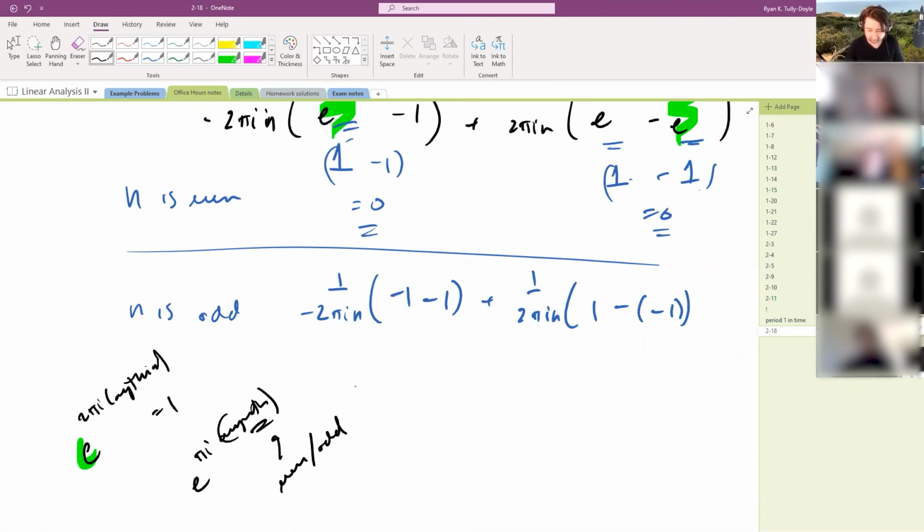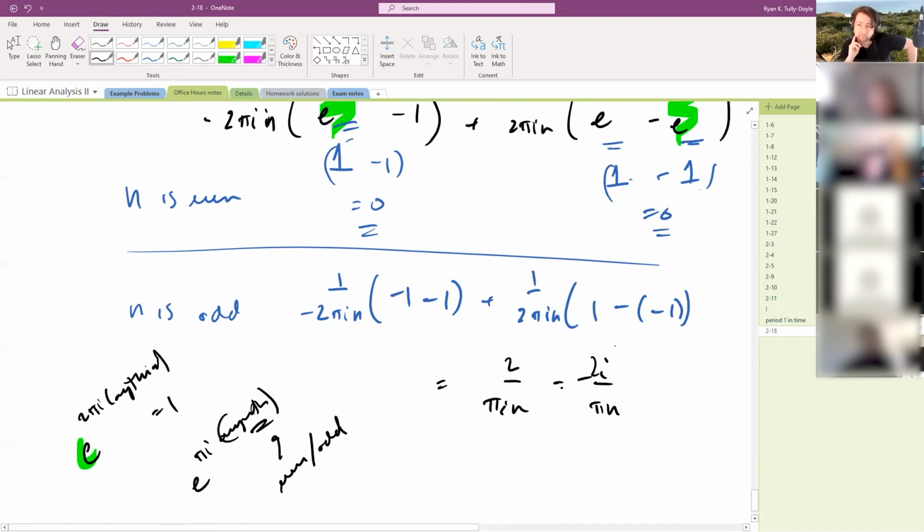So, okay. Yeah, I think in this case you end up with 1 over pi in when you add them together, which is the same as minus i over pi n. Oh, there's an extra 2. Wouldn't it be 2? Yeah. So there's an extra 2. Yep. Yeah, because there's a 2 that comes out of this, another 2 that comes from right here.